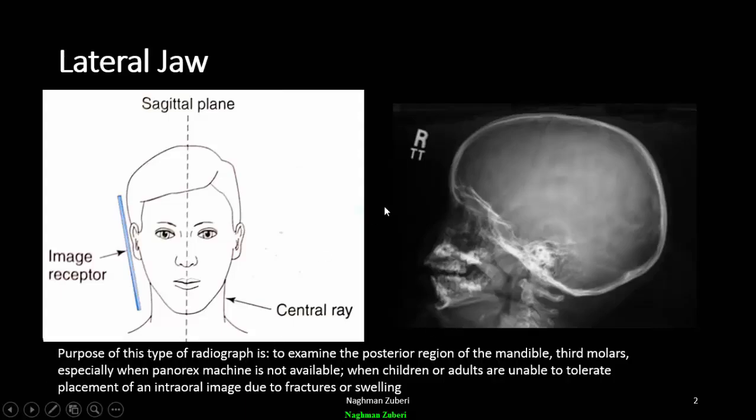Purpose of this type of radiograph is to examine the posterior region of the mandible, third molars, especially when Panorex machine is not available, or when children or adults are unable to tolerate placement of an intraoral image due to fractures or swelling. So you can easily identify any problem in the lower molar region using this radiograph.